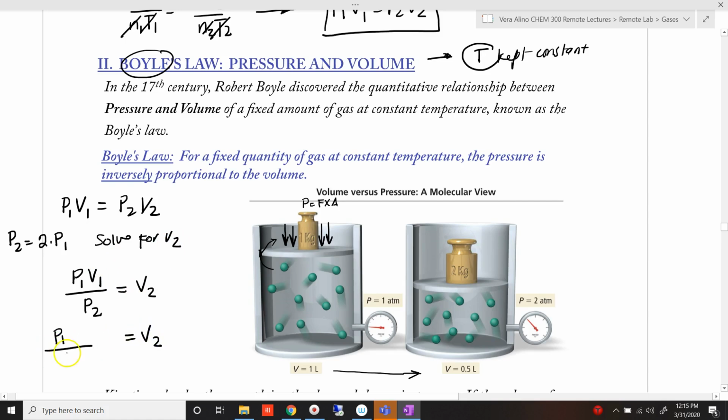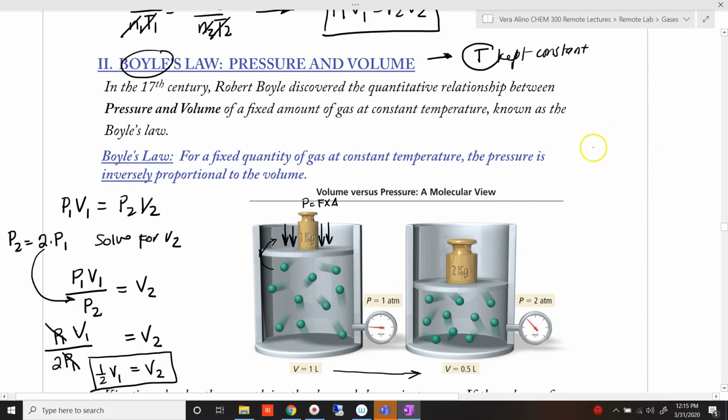P1. P2 is twice the amount of P1, so I just substitute that into the equation. Notice that the P1 cancels out, and what I'm left with is just the unit volume. So by increasing the pressure by a factor of 2, I have decreased my volume by a factor of 2. So it went to 1/2 the original volume.